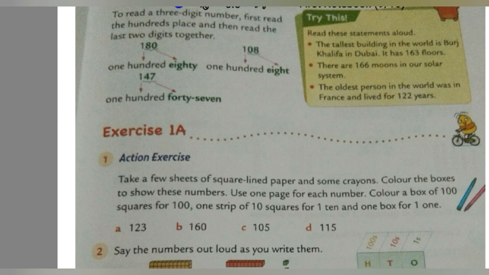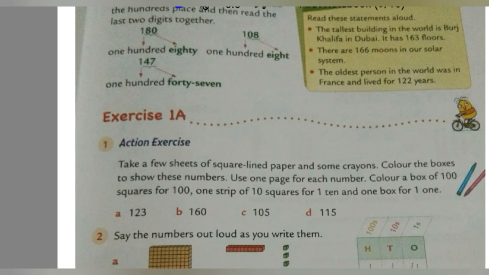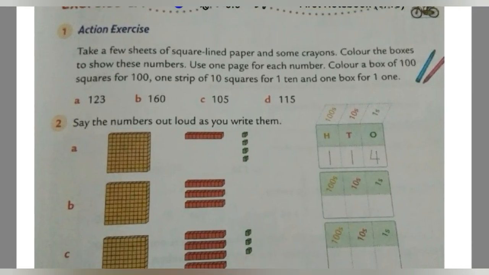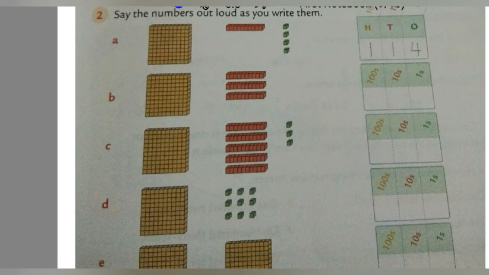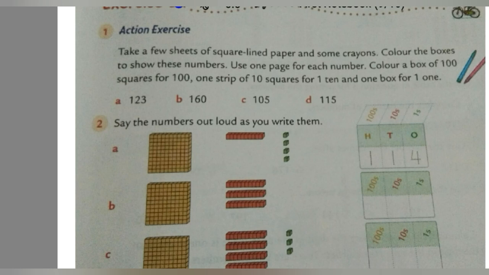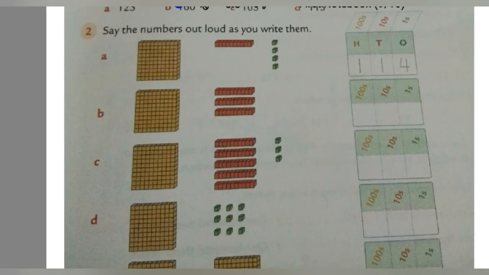Check out the next number. 108. How will we read it out? First read the 100 place, 100, and here the tens place is 0 and the ones place is 8, so it will be read as 108. Now let's start with exercise 1A. We will directly come to question number 2, because the first question says to take a few sheets of square line paper, and it's an activity which you can do at home yourself.